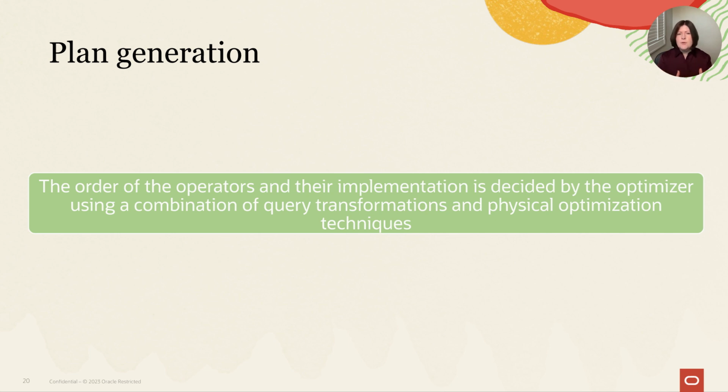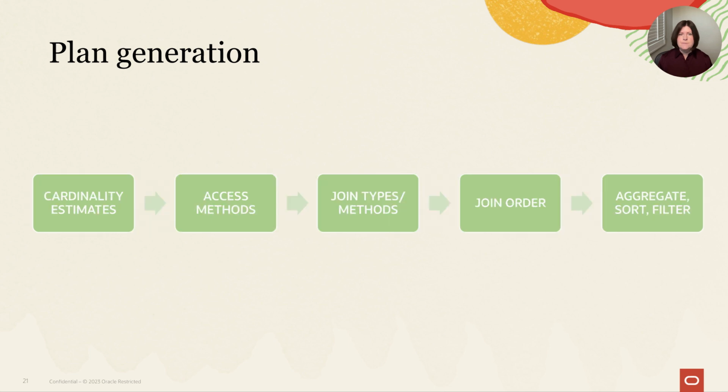Well, the order of the operations and how they're going to be implemented is decided by the optimizer, and it makes those decisions using a combination of the query transformations that we just saw, as well as physical optimization techniques. When we break down the execution plan, we see 5 key decision areas the optimizer needs to make. It needs to give us cardinality estimates, decide on the access methods, look at the different join types and join methods, figure out the join order, and finally determine what kind of aggregations it's going to use to do things like sorts and group bys.